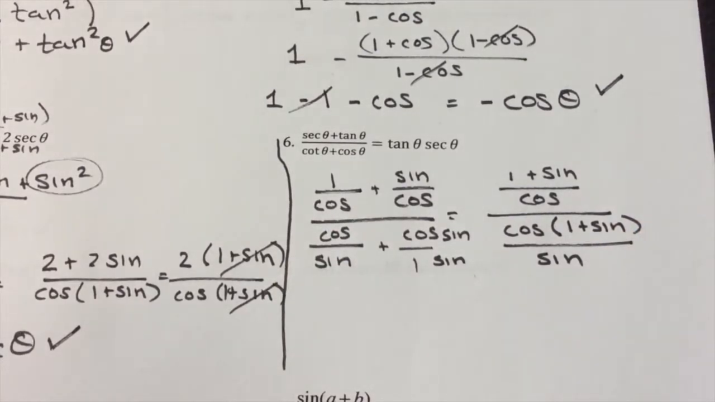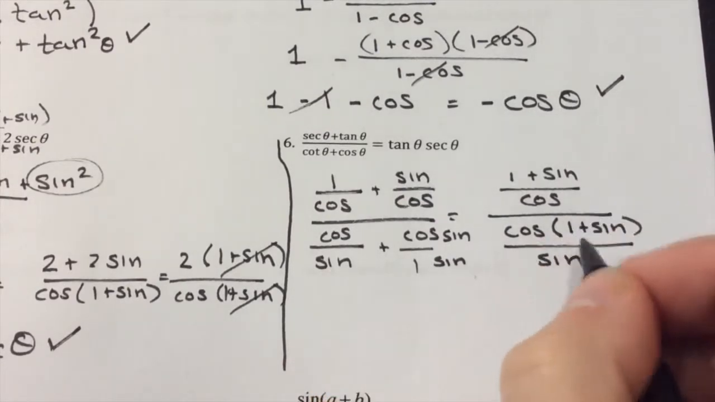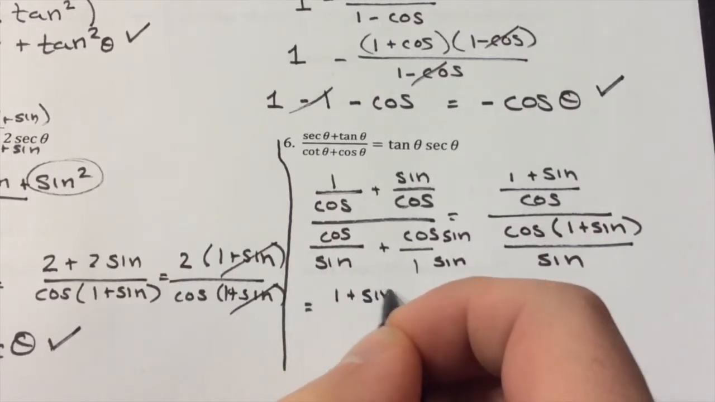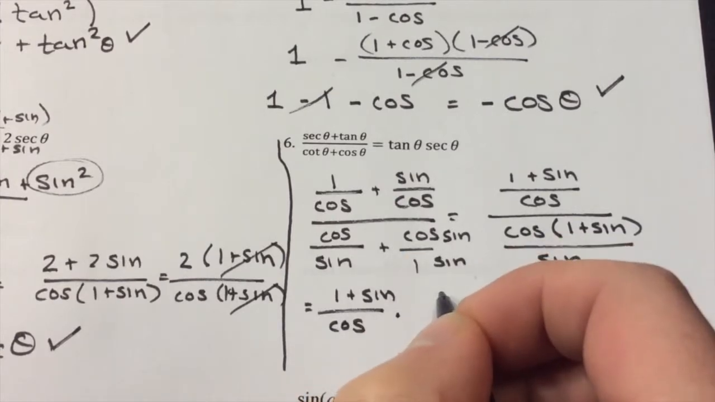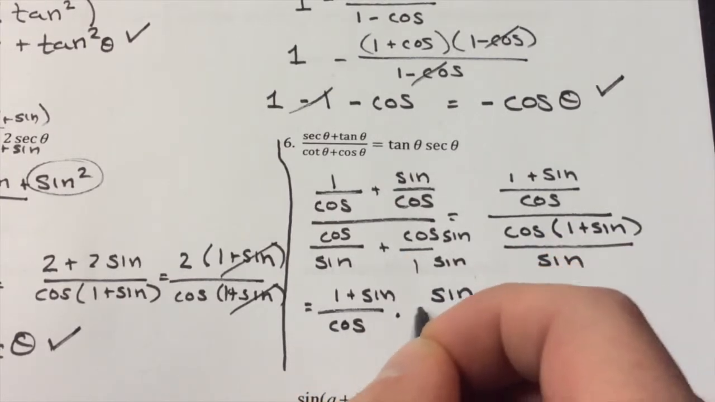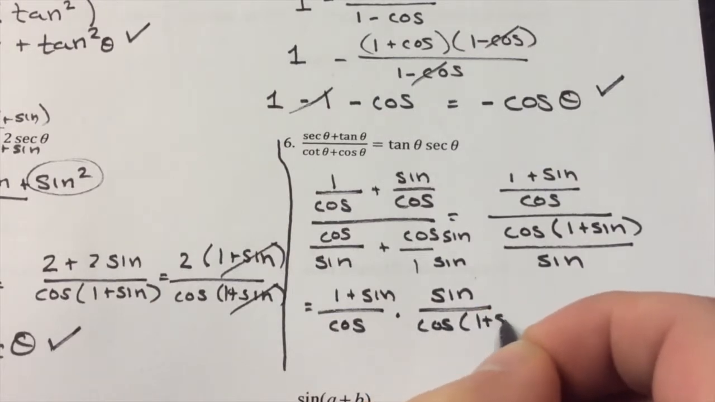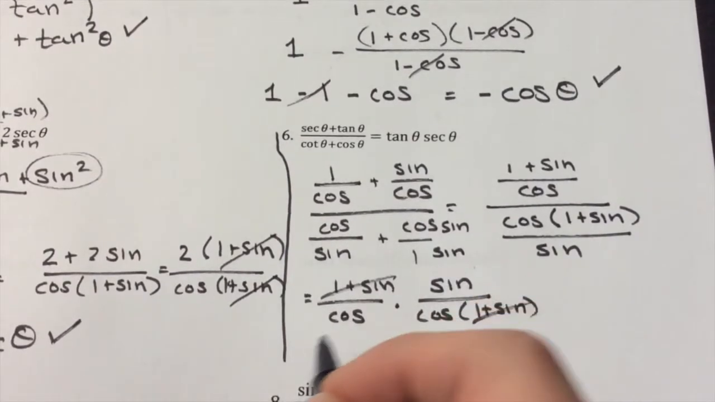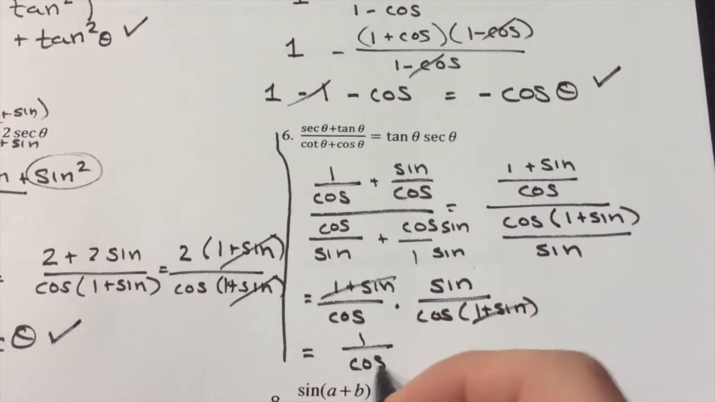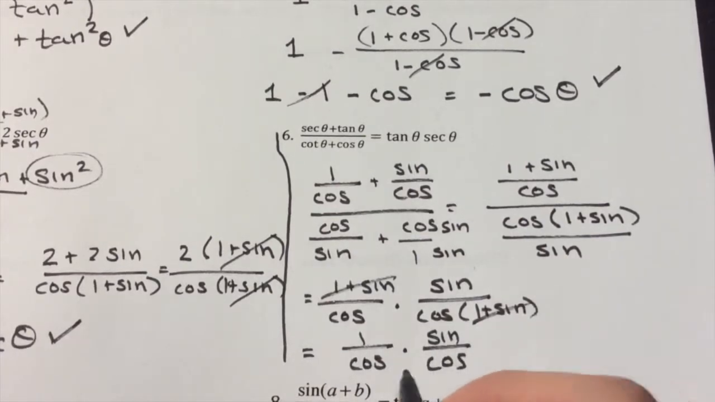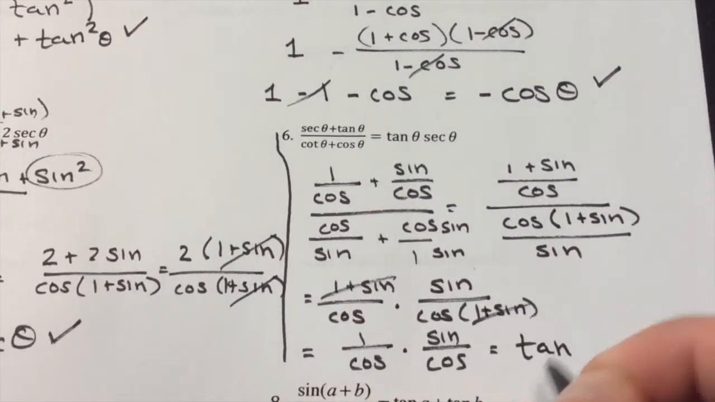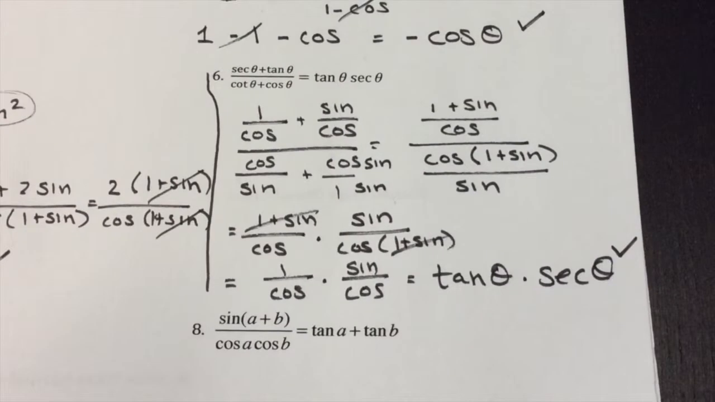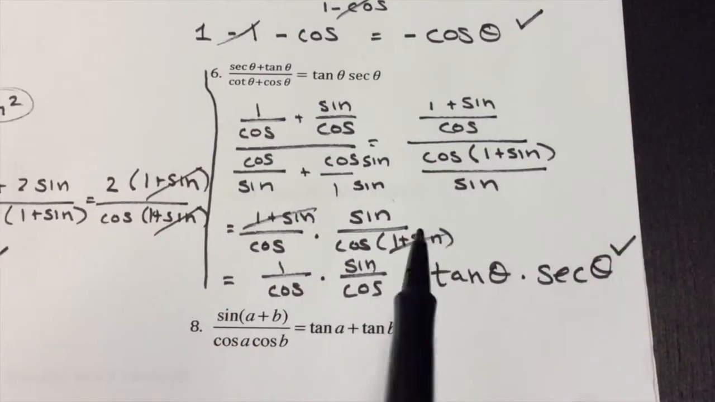Now, hopefully you can see where this is going. Now I have two fractions. So when I divide two fractions together, I flip the guy and multiply. So I have 1 plus sine over cosine times sine over cosine 1 plus sine. And what I got here is those cancel out. So now I have 1 over cosine times sine over cosine, which gives me, if I just reorder this, tangent theta, secant theta, which is what I wanted. So that one's a little trickier. We had to get a common denominator there.